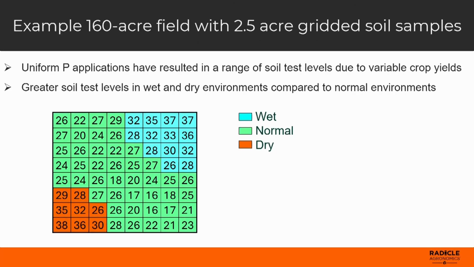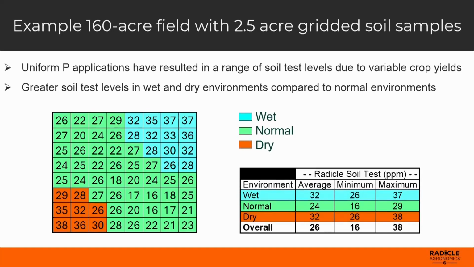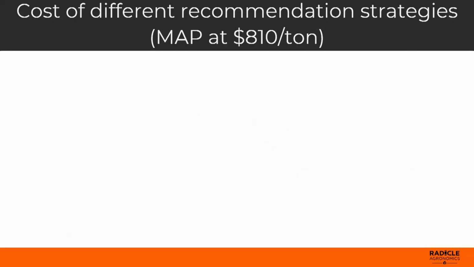I know I'm really oversimplifying things here, but as a result of applying uniform rates, I have lower yields in the dry area and lower yields in the wet area, and my soil test in those areas increased, right? If I look at the overall average soil test from each of those grids, it averages 26 parts per million, but it's much higher in the wet area than in the dry area. So I got this land, what am I going to do with it?